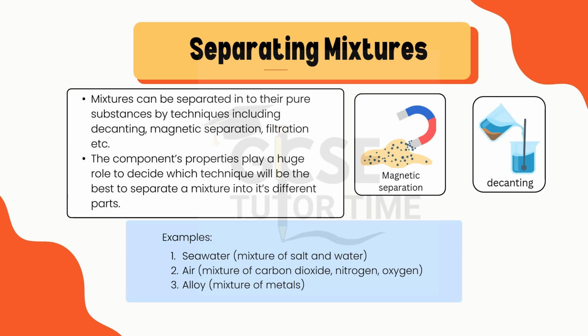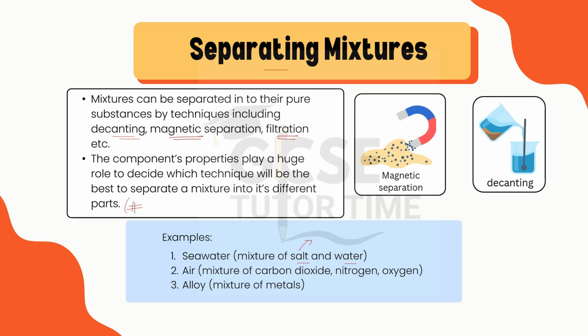Separating mixtures. Mixtures can be separated into their pure substances by techniques including decanting, magnetic separation, filtration, etc. The components' properties play a huge role in deciding which technique will be best to separate a mixture into its different parts. It is because mixtures keep the original properties of their components that we are able to find how to separate them. For example, seawater is a mixture of salt and water.